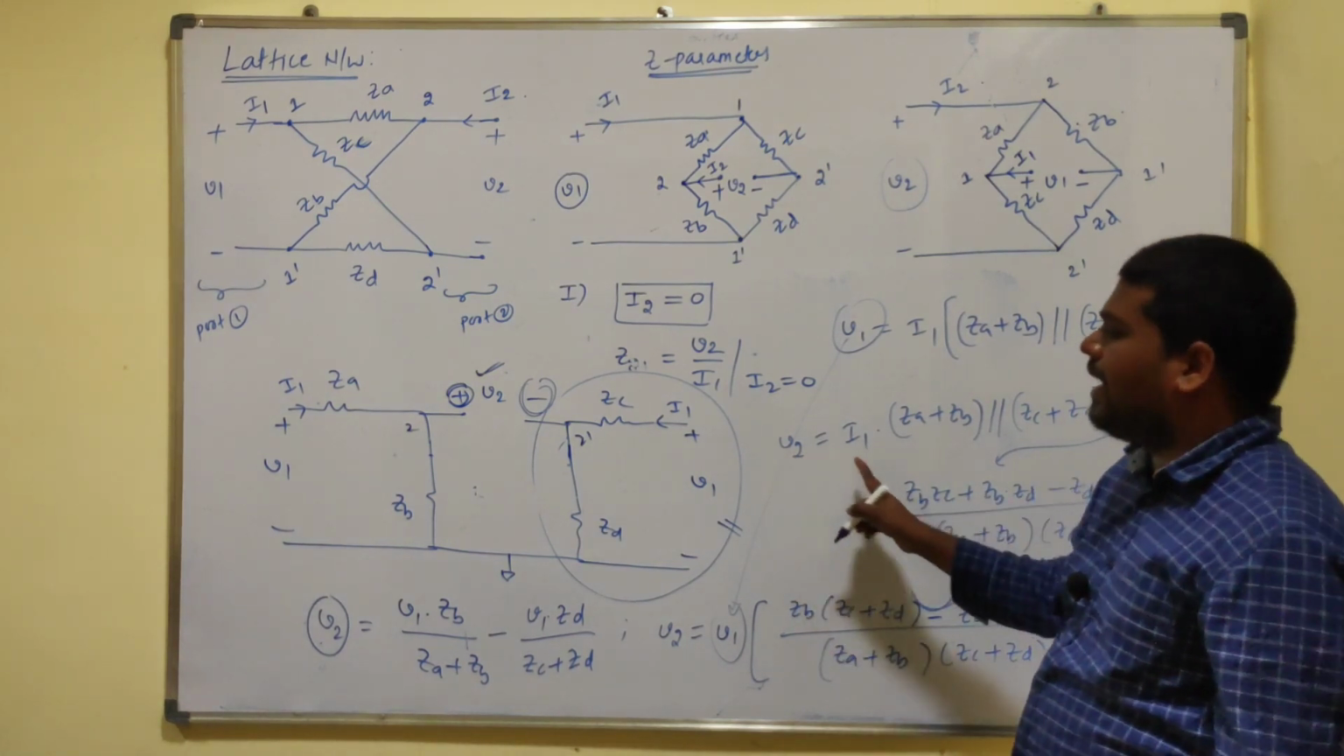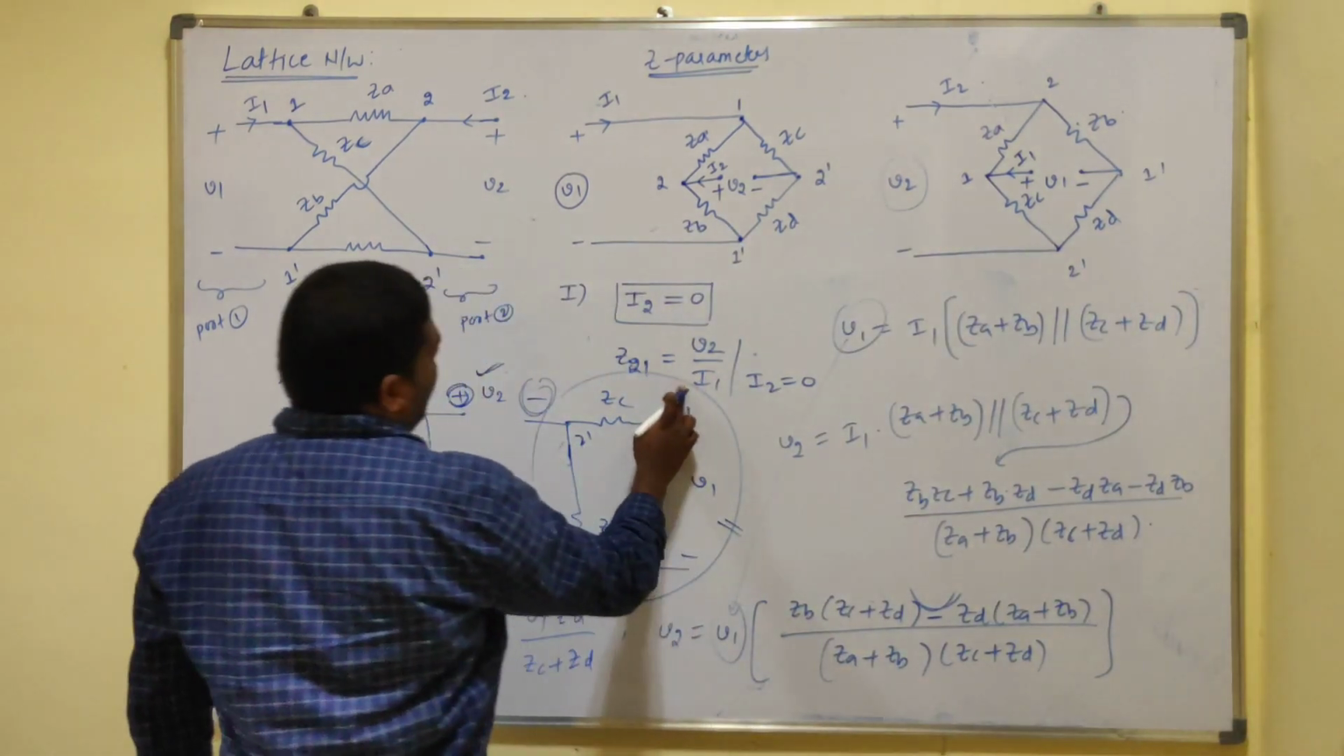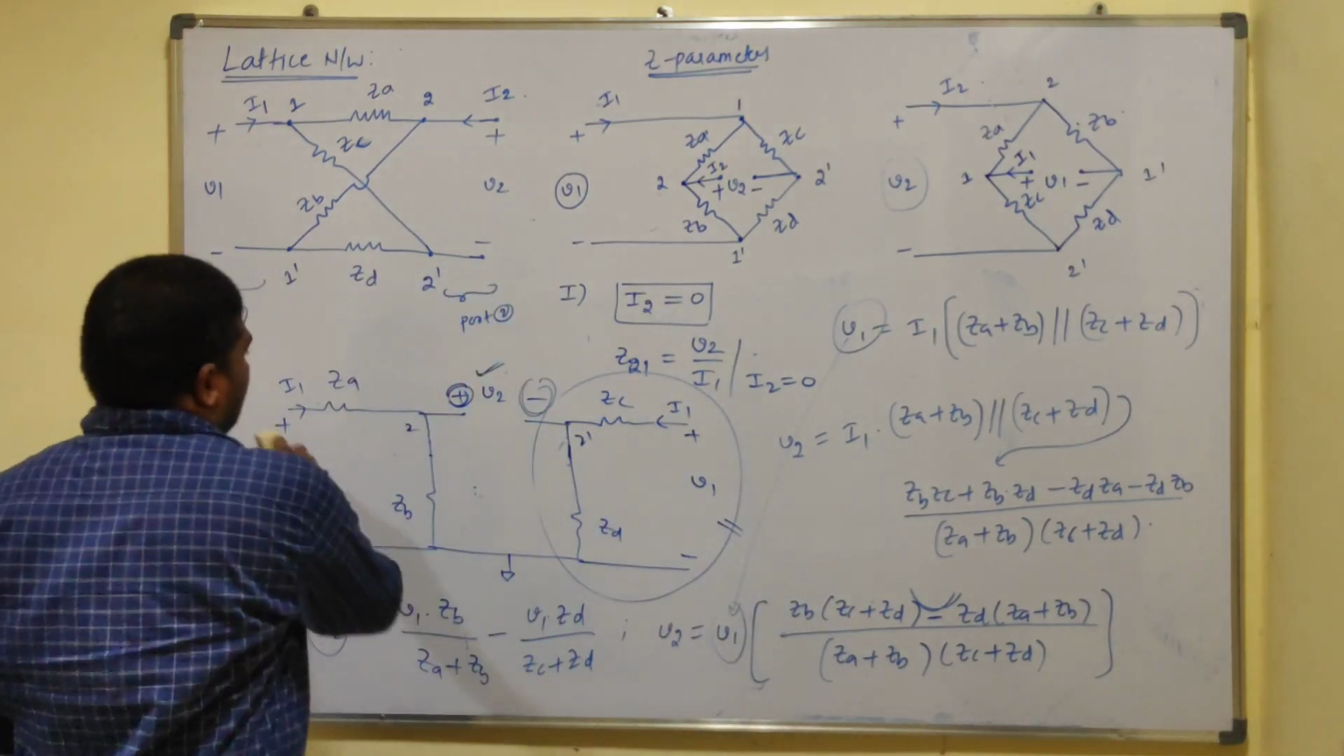Now you can write V2 by I1. So here Z21 equals what? V2 by I1 only when I2 equals 0. Now here we will get V2 by I1, so I am removing this one.